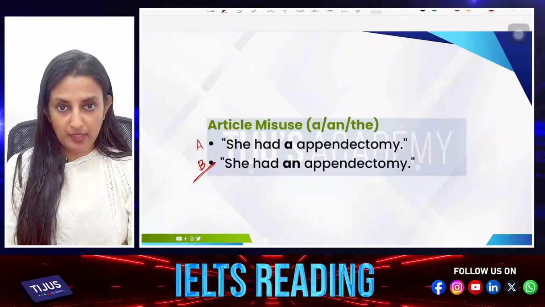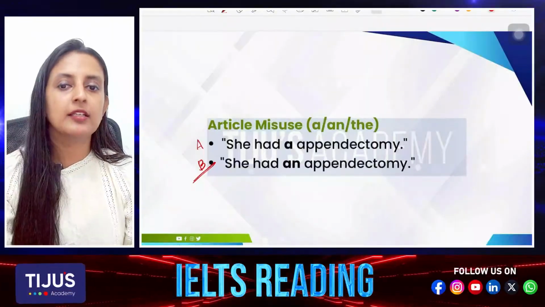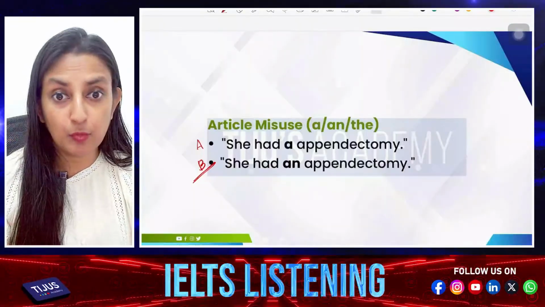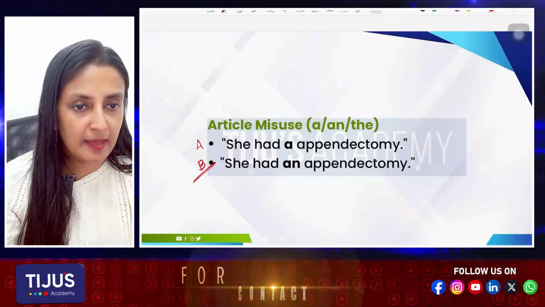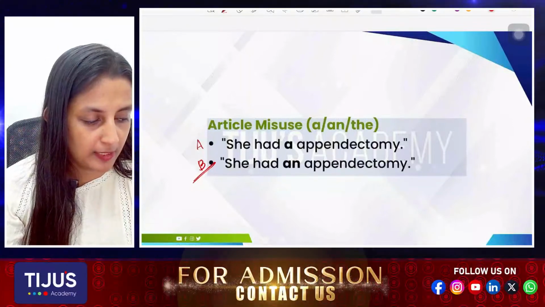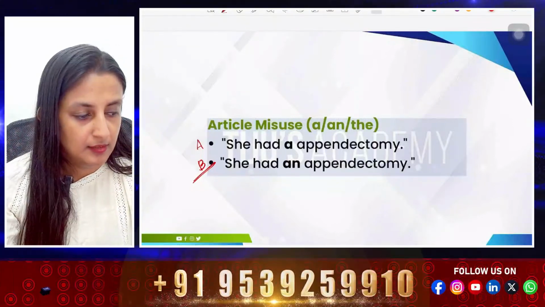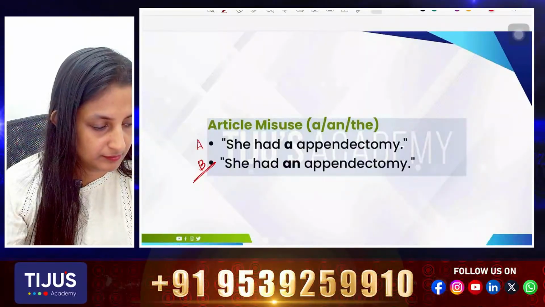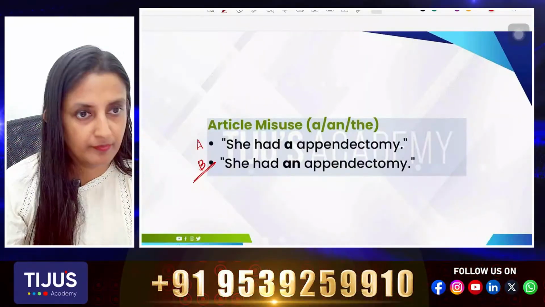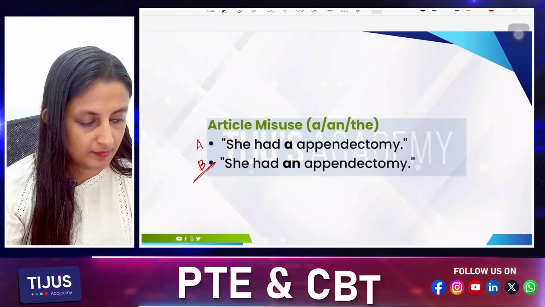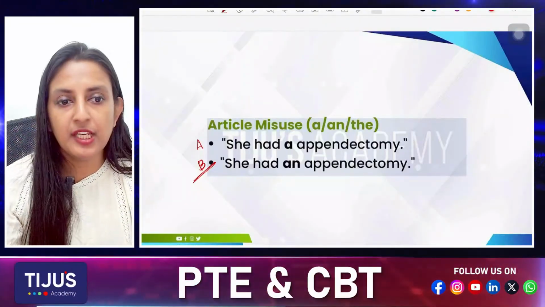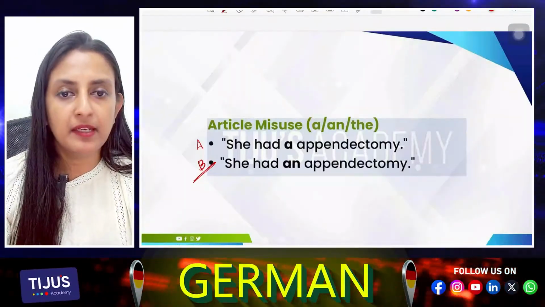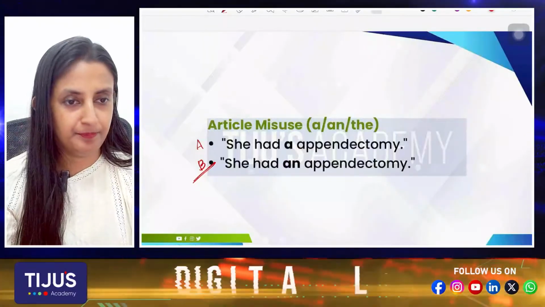She had, and your time starts now. So please let me know your comment in the comment box, and let's check whether you got the correct idea regarding the rule behind article. She had a appendectomy. She had an appendectomy. So what will be the right form? Is it a appendectomy or an appendectomy?